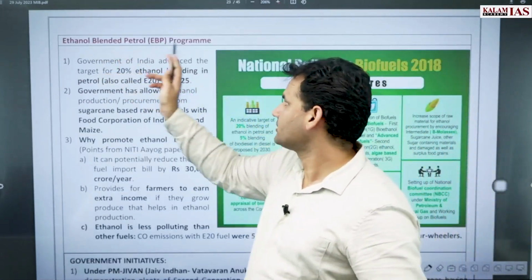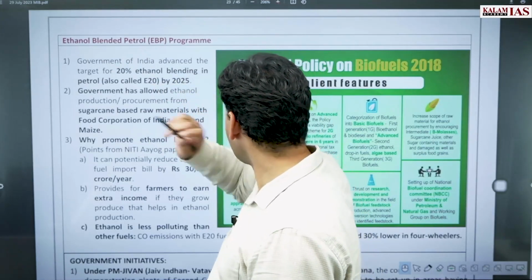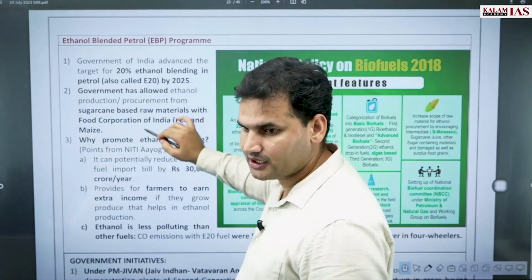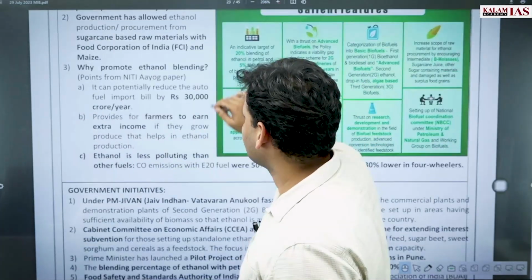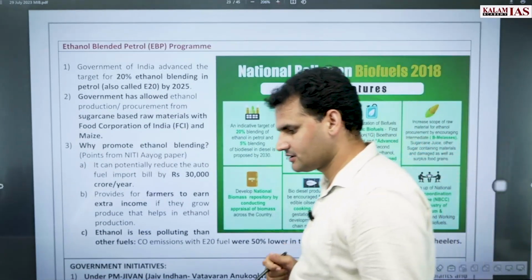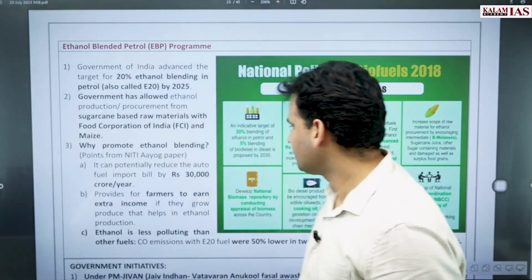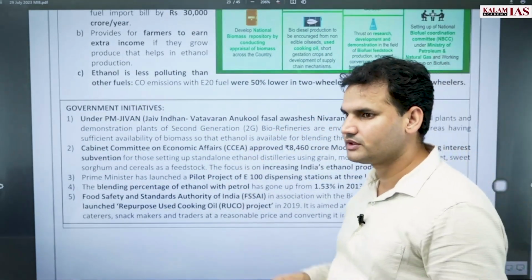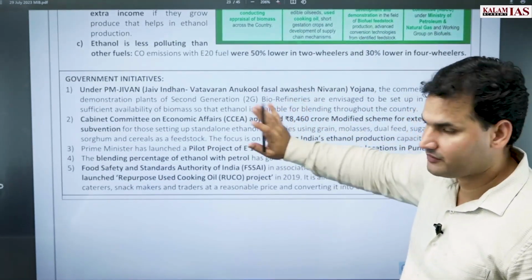Then very important, ethanol blended petrol. India has advanced the target for 20% ethanol blending in petrol. Earlier it was 2030, now it is 2025. And we have a number of benefits. We have environmental benefits. Our foreign reserves would be saved. Also the farmers would benefit. They would have an extra source of income. So doubling of farmer income as suggested by Ashok Dalwai, it would be a shot in the arm for the farmers also. Government initiatives, yes, definitely we have a number of them.